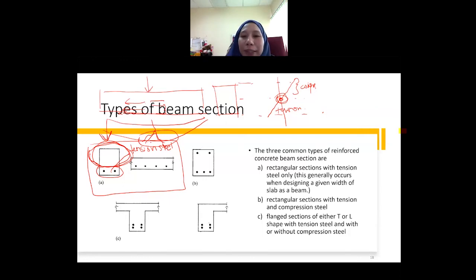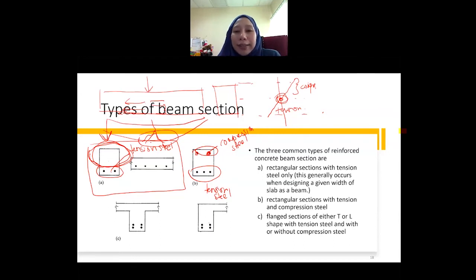Alright, and then for B, this one. Rectangular section with tension and compression steel. Below is tension steel. At the top, these two are compression steel. There is additional steel you put on top. Basically, this happens when you try to make the size of the beam smaller. The beam may be big. If you have the same load and design according to A, your beam will probably be bigger than beam B, because for B you may want to design a smaller beam. So we need extra support, so we must put extra bars up here for compression.